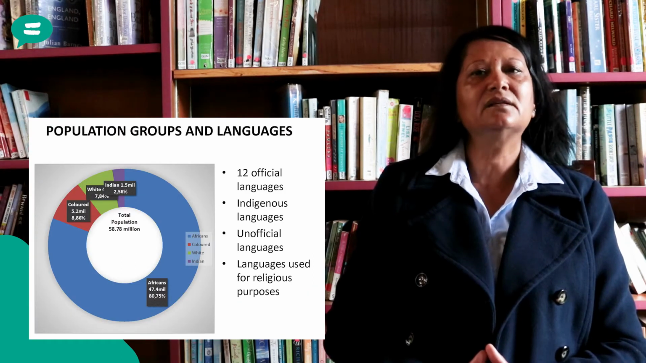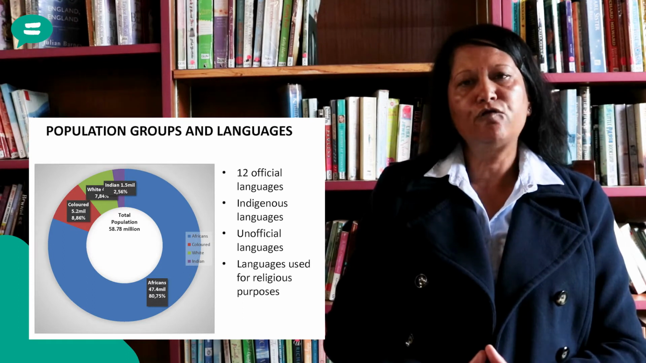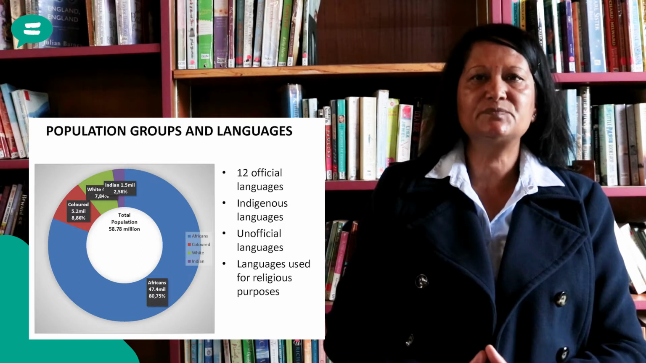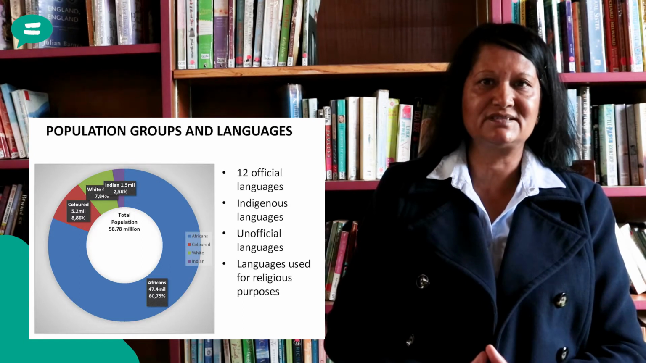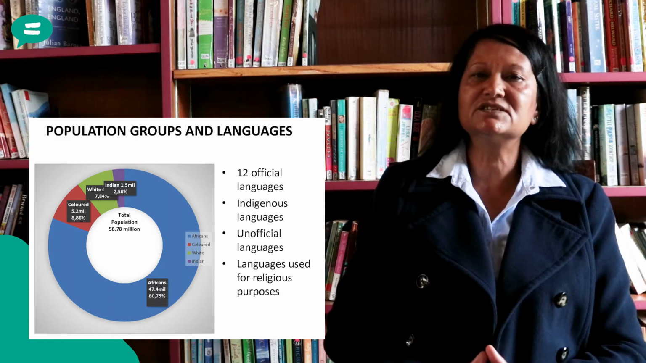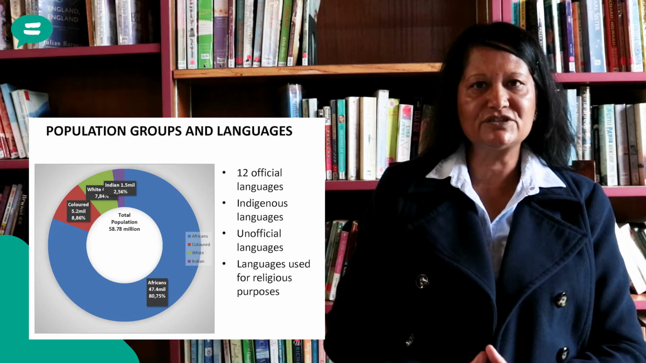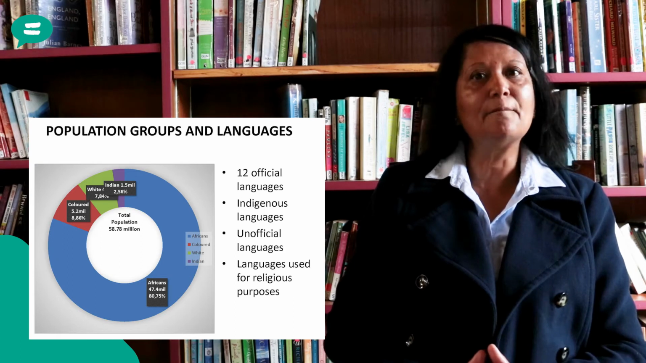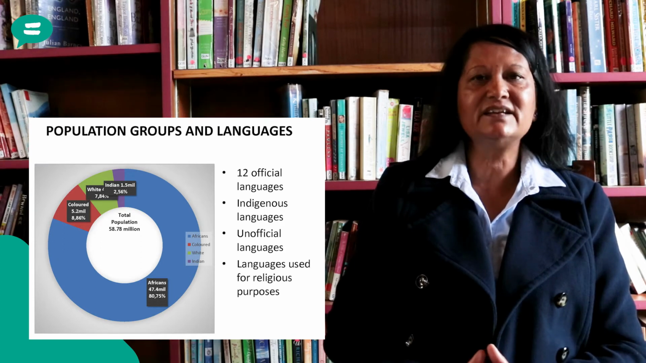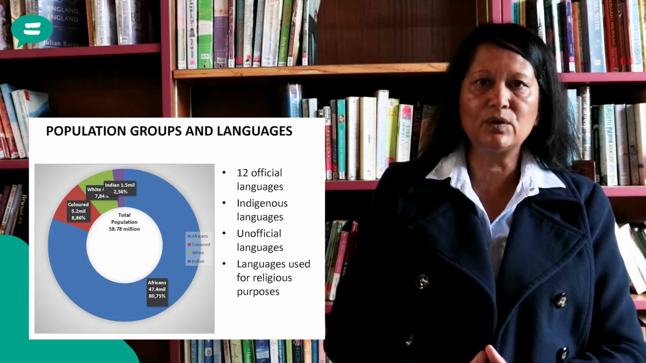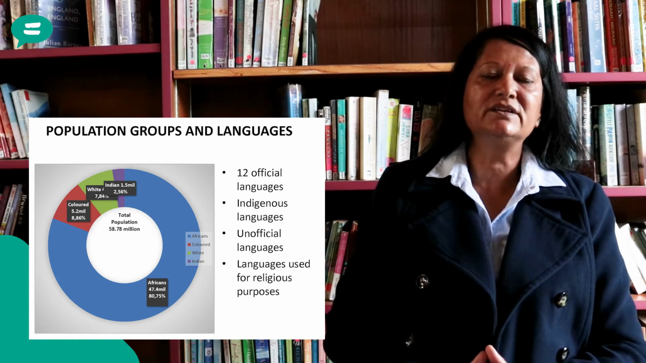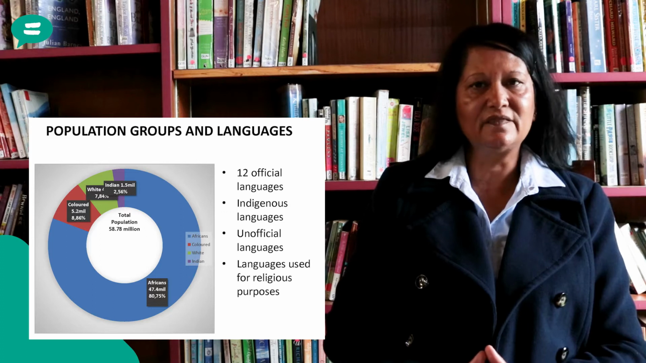As you can see, the South African population has four major groupings: African, white, colored, and Indian. The South African population speaks 12 different official languages. In addition, there are indigenous languages, unofficial languages, and languages for religious purposes. This is certainly a multitude of languages, and it definitely makes the country multilingual and multicultural. I am sure you must be wondering how the different languages are navigated in the classroom.